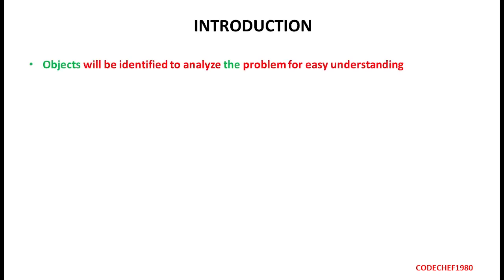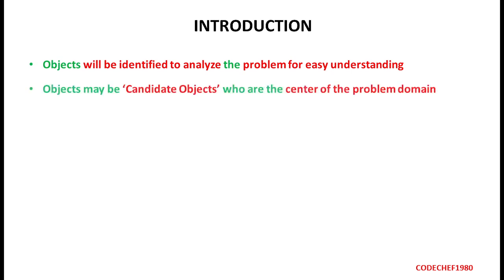First of all, I would like to introduce the exact meaning of objects in object-oriented programming concepts. So what is their role? Objects are entities which are identified according to the problem statement, the problem we deal with in our software development. With the help of objects we can analyze the problem, which makes it very easy to understand the things we have to implement for making the software. So objects are actually candidate objects.